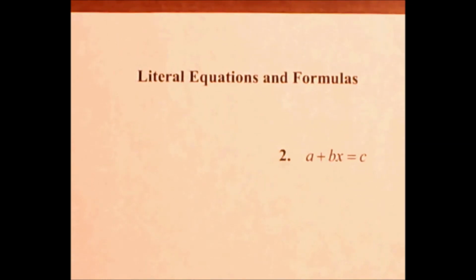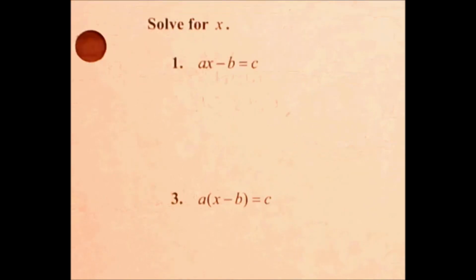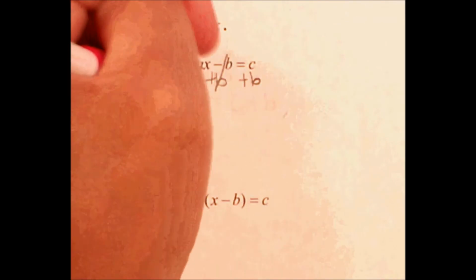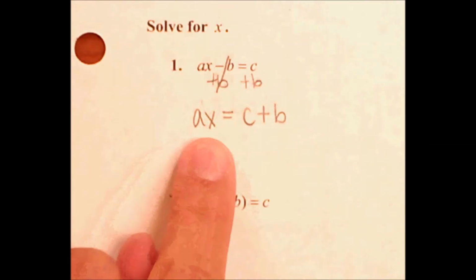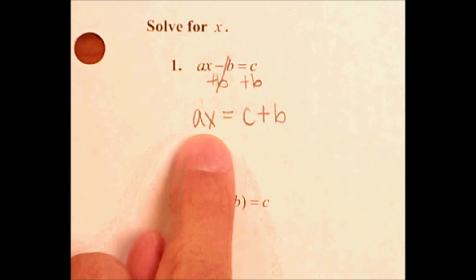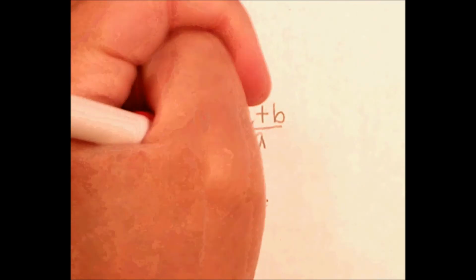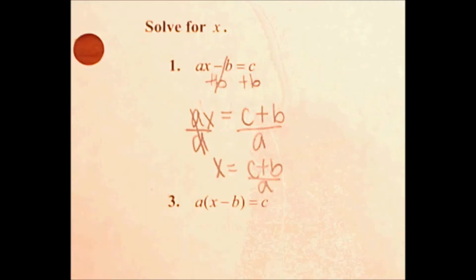Okay, the first thing we're going to do is literal equations and formulas. This is for Tuesday night. On number 1, they want us to solve for x. To solve for x, we begin by adding b to each side. When you do that, you're left with ax equals c plus b. Again, we're trying to solve for x, so that means we need to get rid of a. Since those are being multiplied, we're then going to divide by a. So therefore, x is equal to (c plus b) over a.